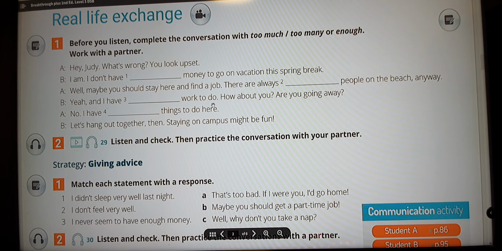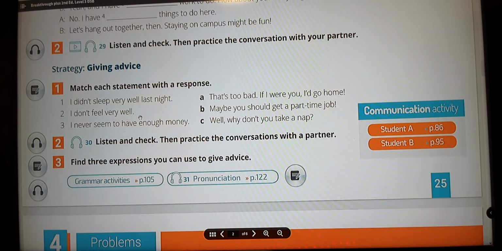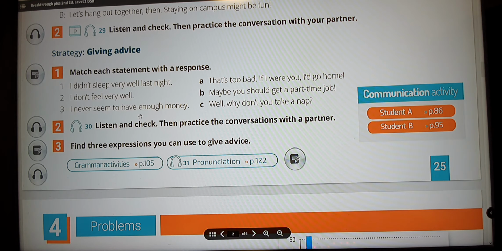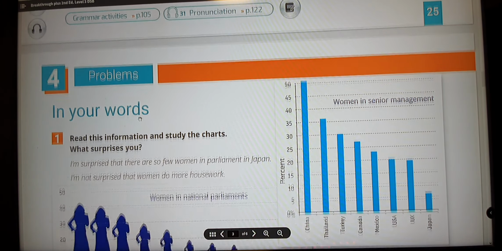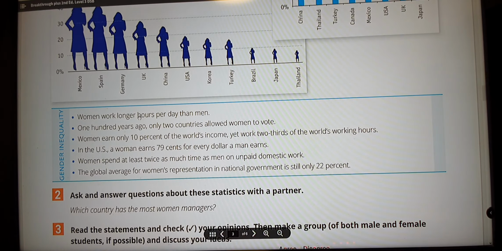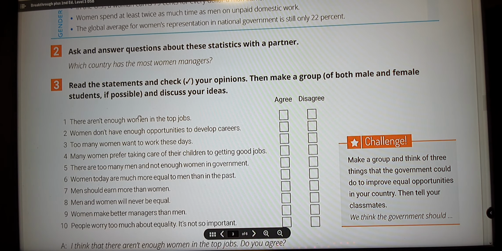So I have too much work. Too much because work is not countable. A says, no, I have things, countable. So too many things to do here. I'm going to skip by this section. We can't really do any discussion or group work.